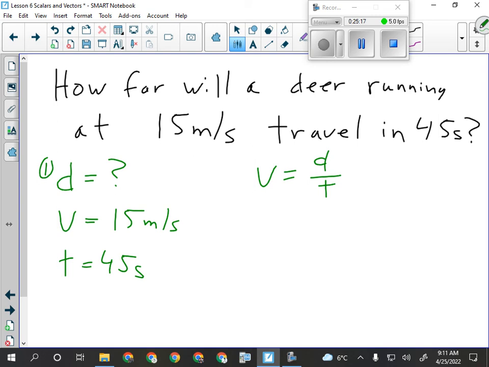We need the one to calculate speed. All right, so I've got this. Now, I'm looking for d. So what do I have to do? Multiply both sides by t. So I'm going to have t times v equals d. You'd probably get a mark for choosing the correct formula. At this point, it's obvious we've only talked about one formula. And then you'd probably get a mark for your manipulation and plugging in of your numbers. 45 times 15.